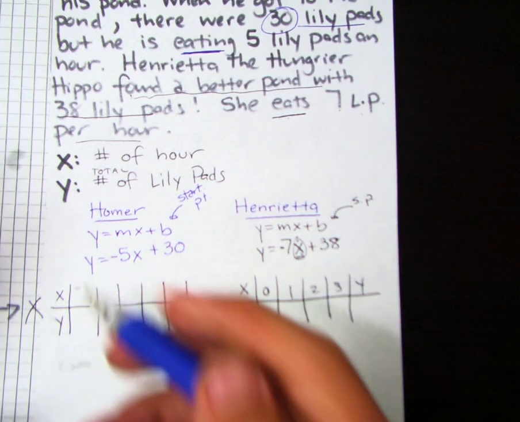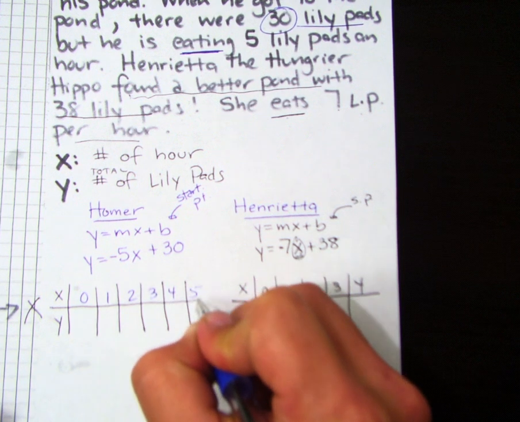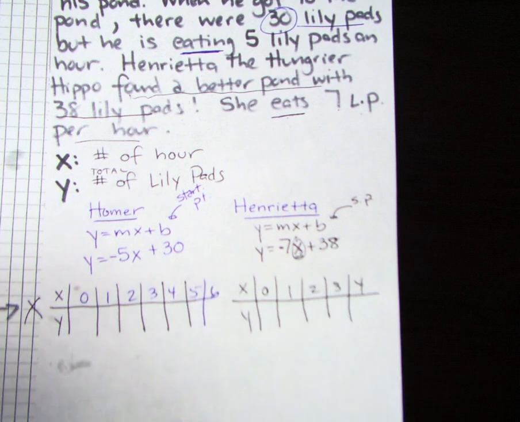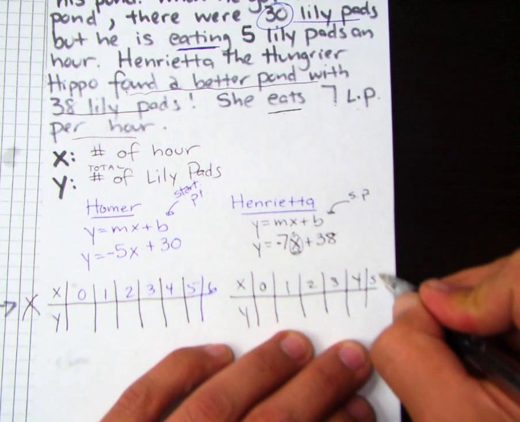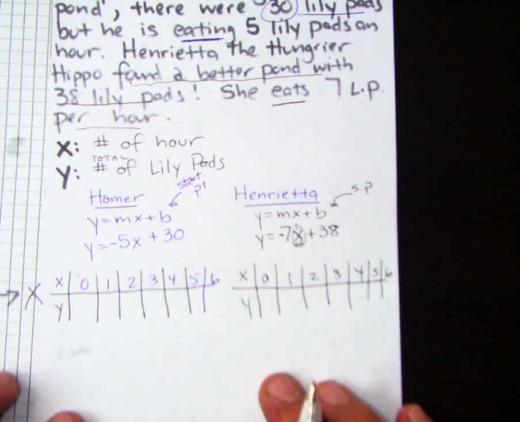Got it? Keep going. 56. All right, here we go. So now we're going to go ahead and do the table.